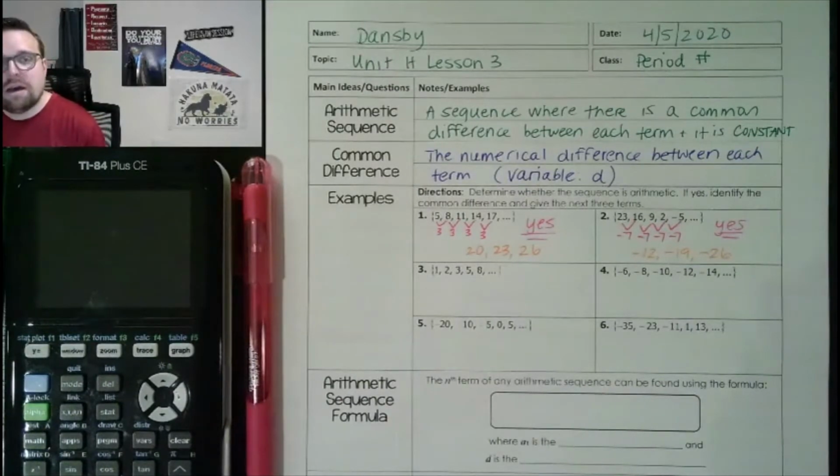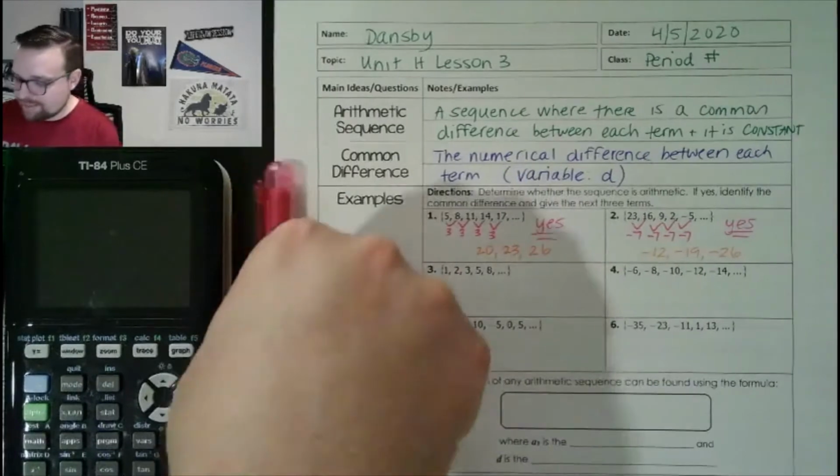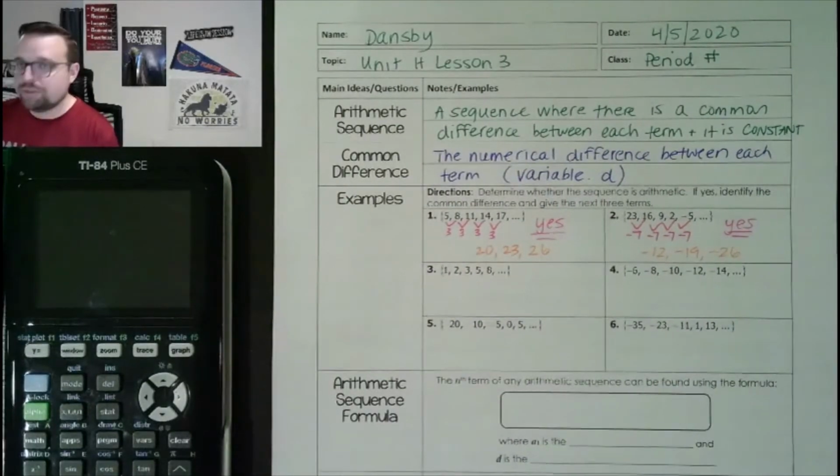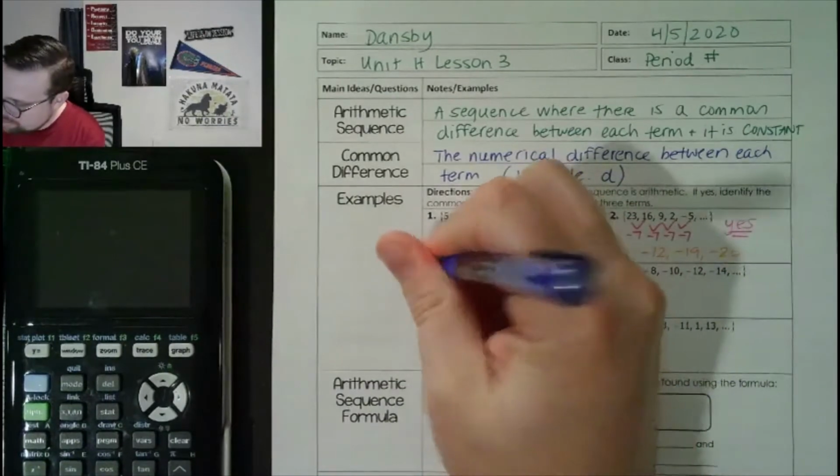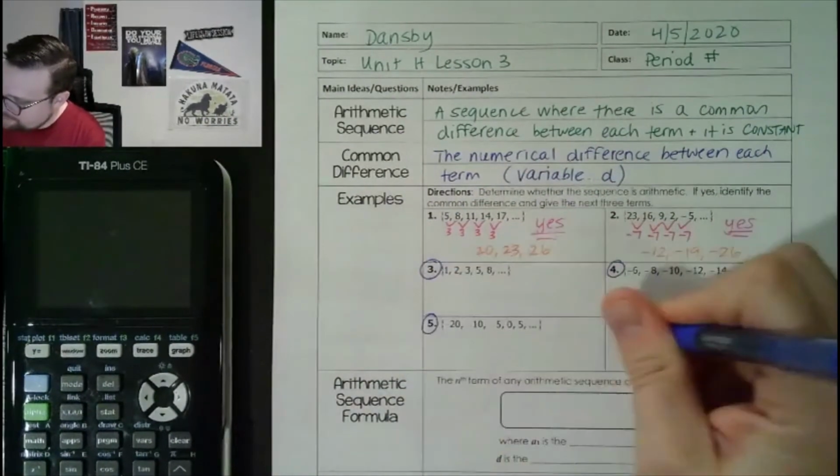Okay. I think you get the gist here. I'm going to go ahead and leave the next 4 problems as examples for you to work out as classwork. So I'm going to circle these 3, 4, 5, and 6.